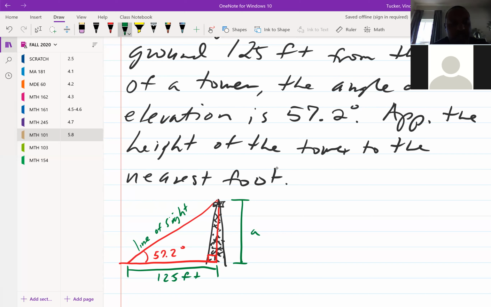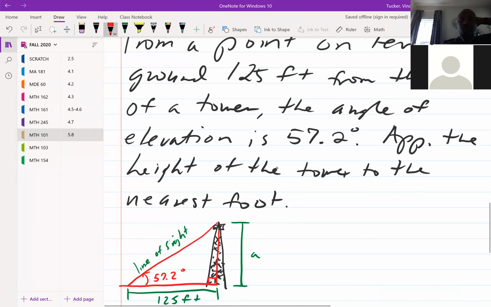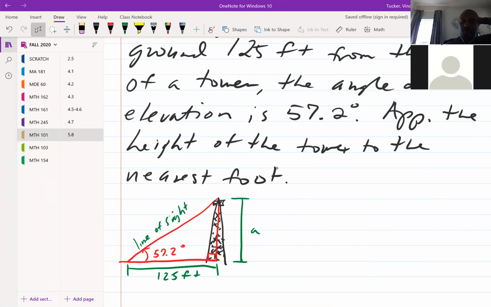All right, so that's the diagram. So we have a 57.2 degrees angle of elevation. I put a little arrow, coming from the ground up. That's your line of sight. And 125 feet from a point on level ground. So that's what we've got there. And we want to know what is the height of the tower. So that's what A is. That's the opposite of your 57.2 degrees.